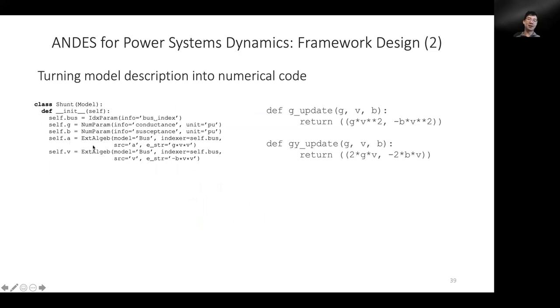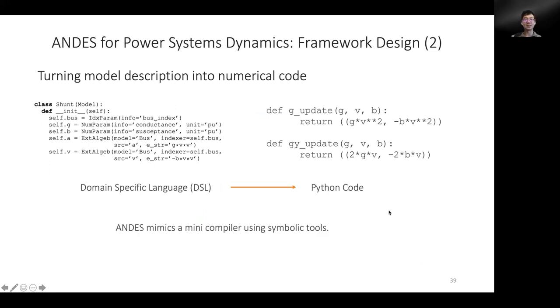So we can consider the left as a model-specific language or description for power system modeling, and on the right is the actual Python code we need for simulation. This is for the equation and this is for the derivatives. So what do we need to convert one language to another? We need a compiler, and ANDES mimics a mini compiler using symbolic tools.